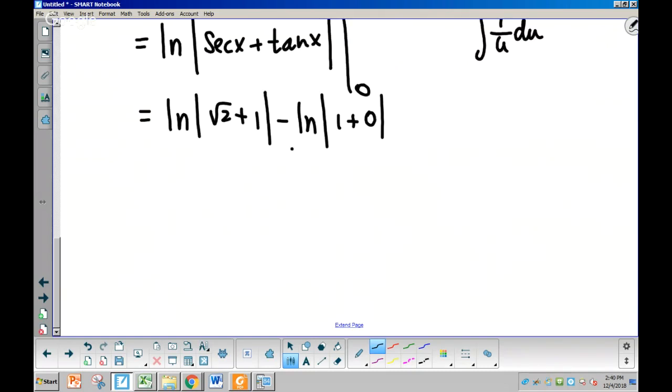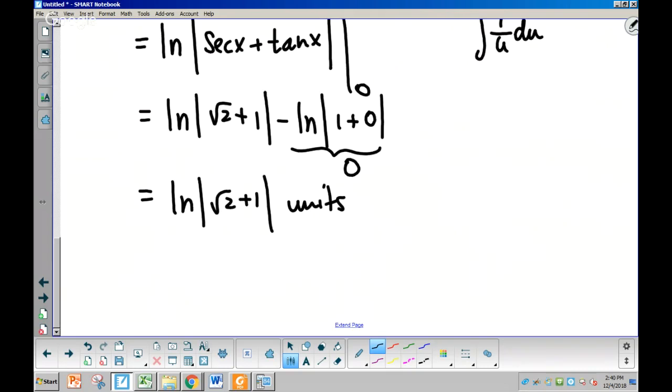So then this just turns out to be the natural log of 1, which is 0. So our answer is the natural log of root 2 plus 1 units. And if you do that on a calculator, I got about 0.881 units.